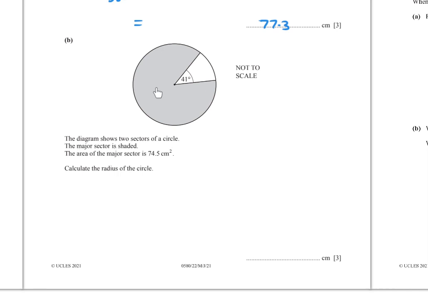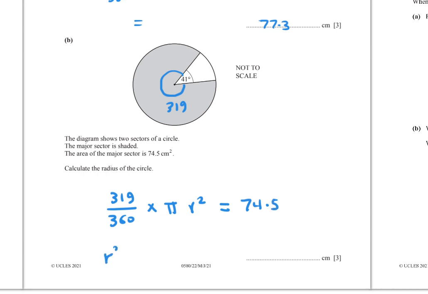B, the diagram shows two sectors of a circle. The major sector is shaded. The area of the major sector is 74.5. Calculate the radius of the circle. Area of major sector equals the angle of the major sector, which is 360 minus 41, which is 319. So 319 over 360 times pi r squared, this is the area of the major sector, equals 74.5. Find r squared first.